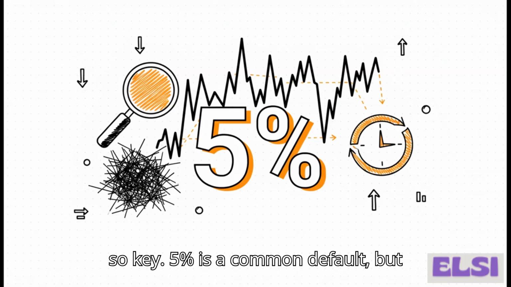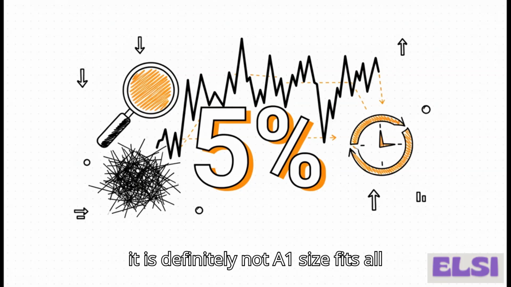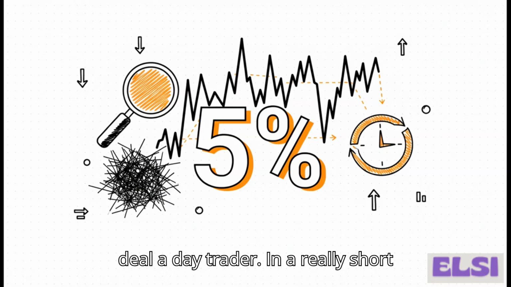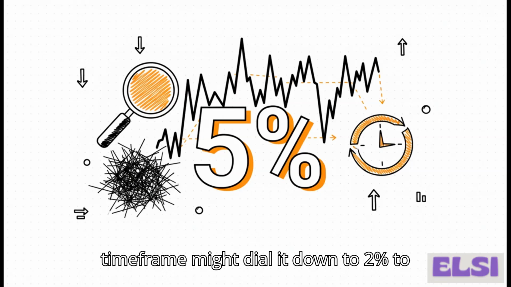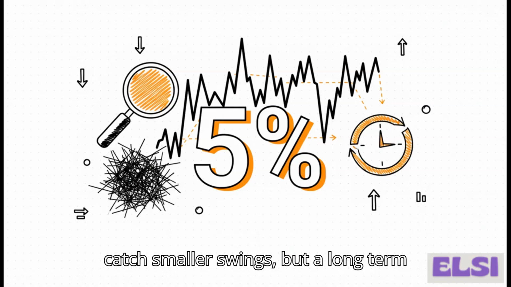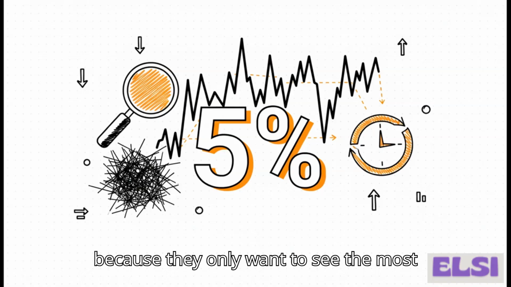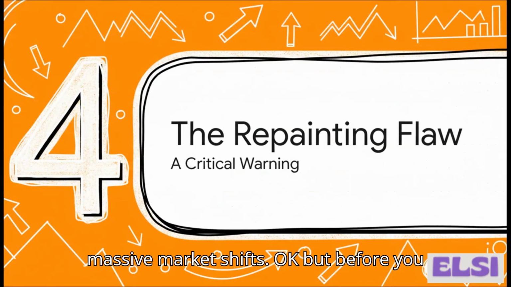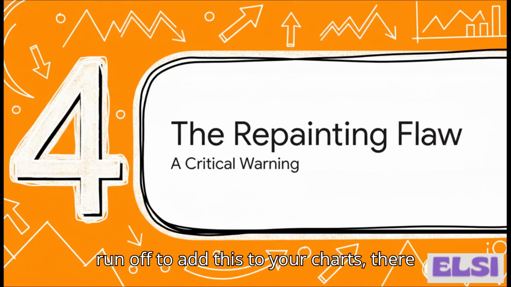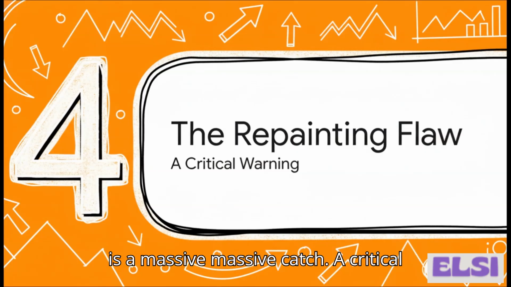And that percentage setting we mentioned, that is so key. 5% is a common default, but it is definitely not a one-size-fits-all deal. A day trader on a really short time frame might dial it down to 2% to catch smaller swings. But a long-term investor, they might crank it up to 10% because they only want to see the most massive market shifts.